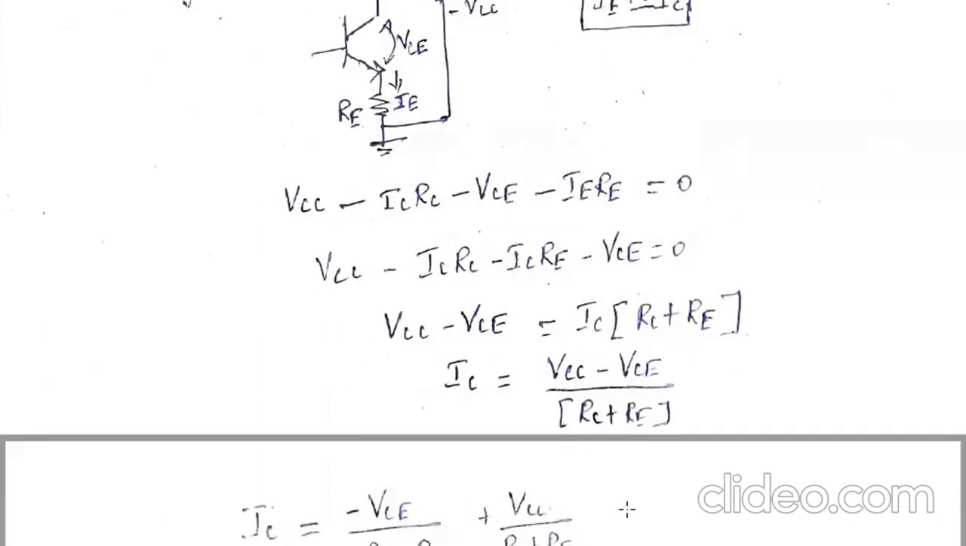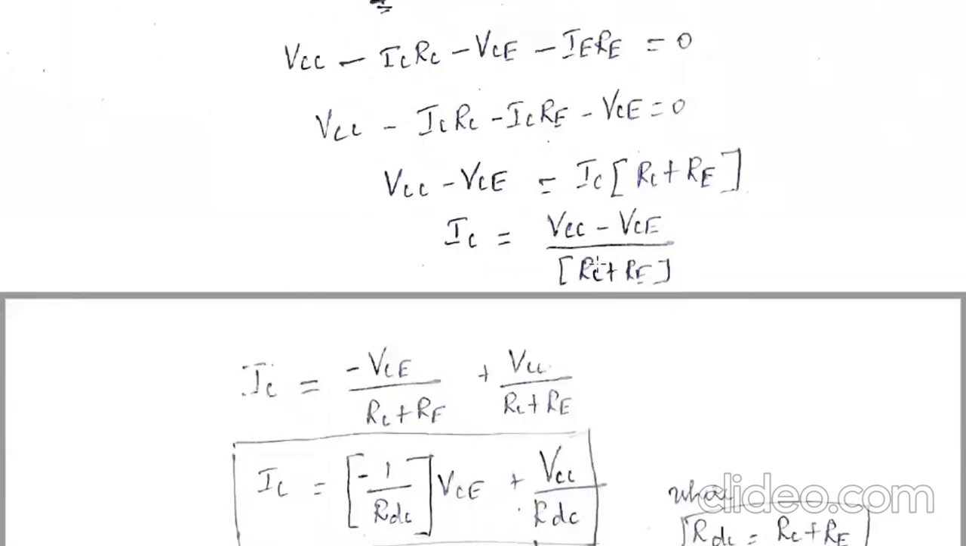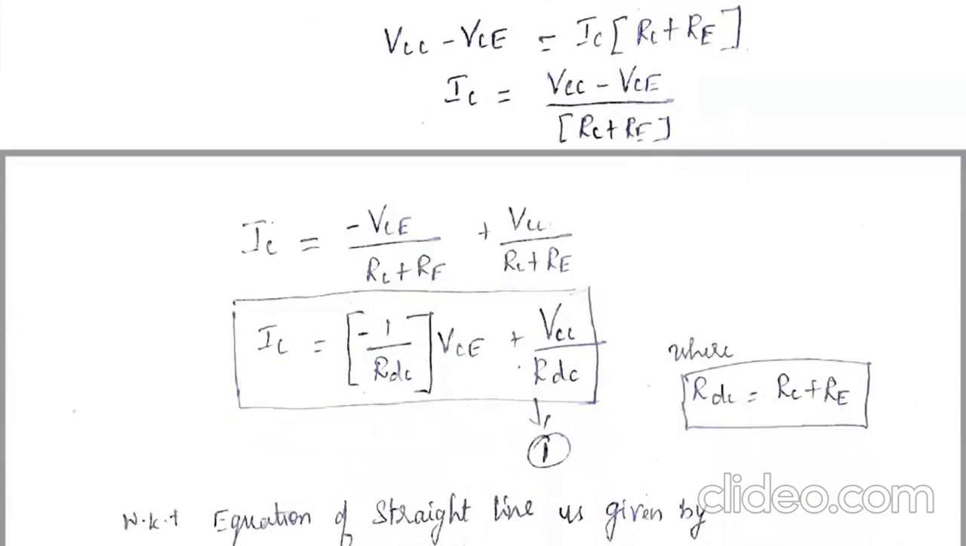where IC equals VCC minus VCE divided by RC plus RE. I'm going to split this equation, and it can be written as IC equal to minus VCE divided by (RC plus RE) plus VCC divided by (RC plus RE). The RC plus RE is going to be replaced by a single resistance RDC. So in place of RC plus RE, I substitute RDC. So the collector current can be written as minus 1 by RDC into VCE plus VCC divided by RDC. Consider this as equation number 1.